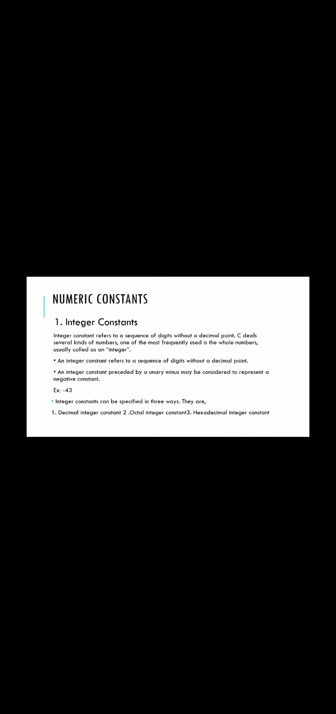Now the integer constant requires a sequence of digits without a decimal point. The C language deals with whole numbers as integers. An integer constant preceded by the unary minus may be considered to represent a negative constant. Integer constants can be classified in three ways: decimal integer constant, octal integer constant and hexadecimal integer constant. The example of an integer constant is 35, which can be represented as 35 in decimal, 043 as the octal constant, and 0x23 as the hexadecimal constant.